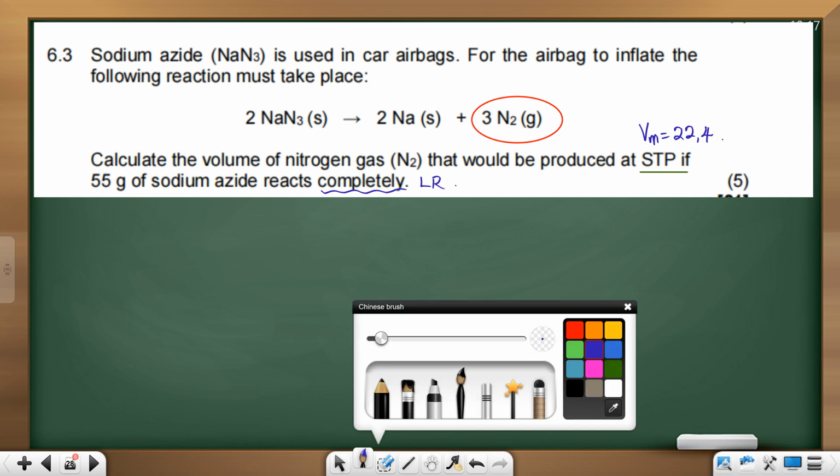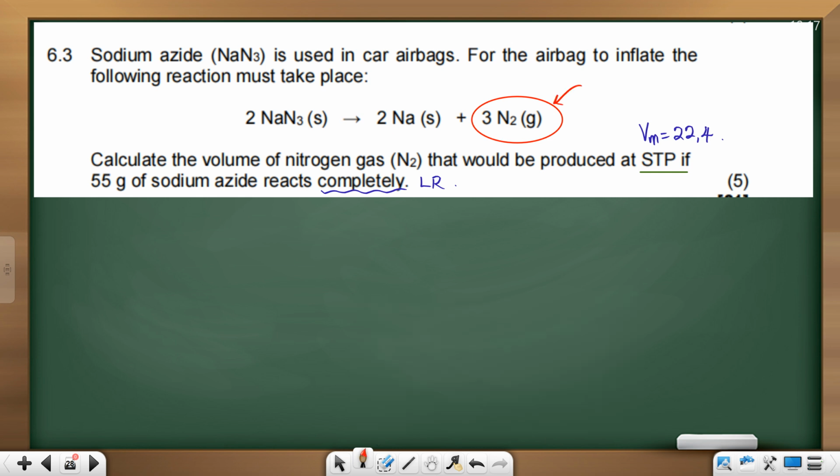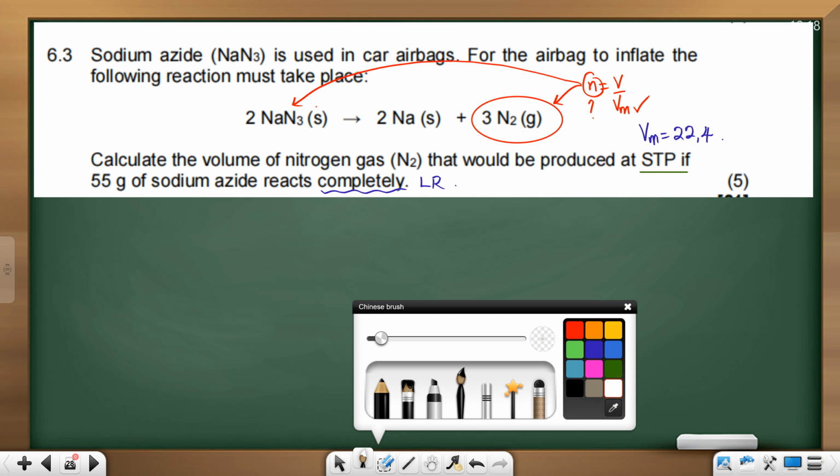Reagent. Guys, look, a quick stoichiometry step. What am I looking for? Volume. But how would I get that? Number of moles is volume over molar what? This I have. This they won't give you. You know that. I'm going to have to get it from here. 3 steps of stoichiometry.